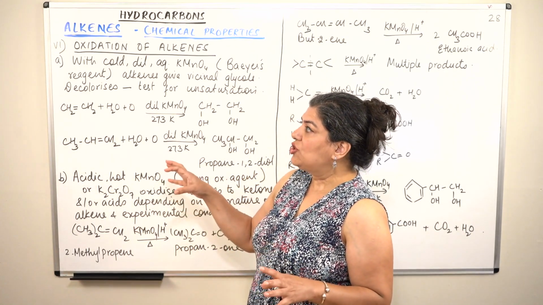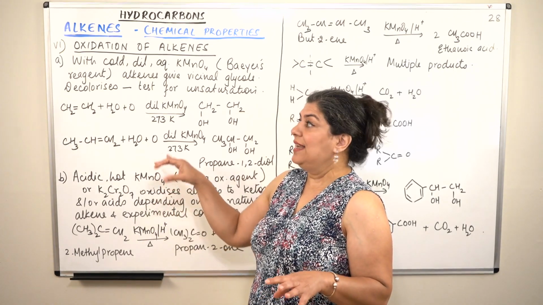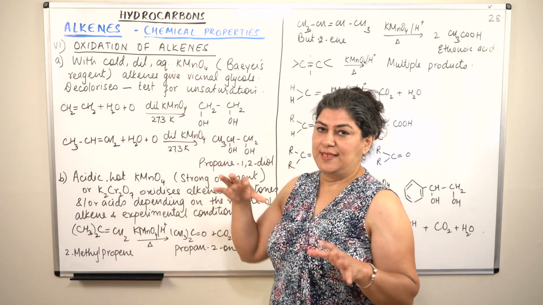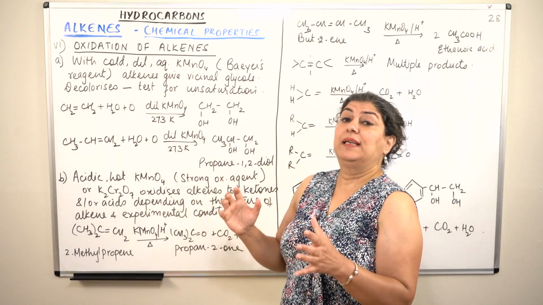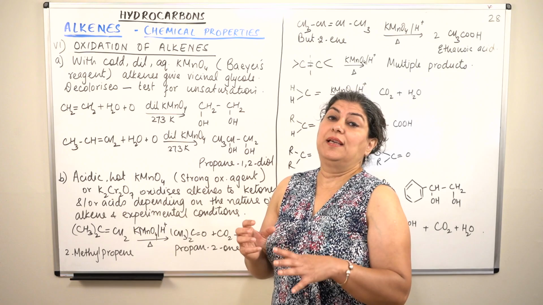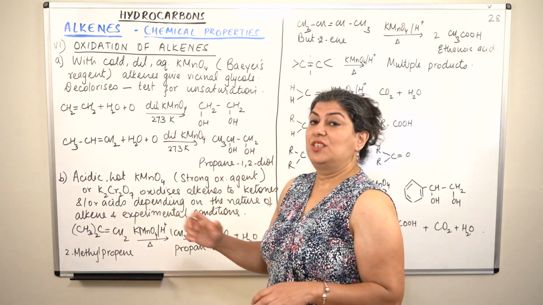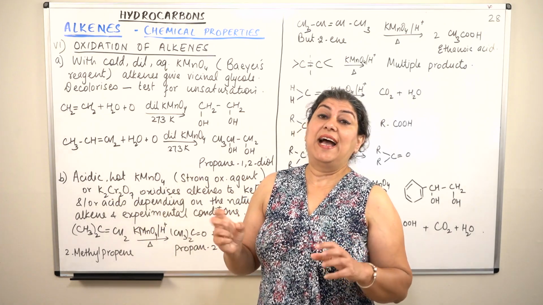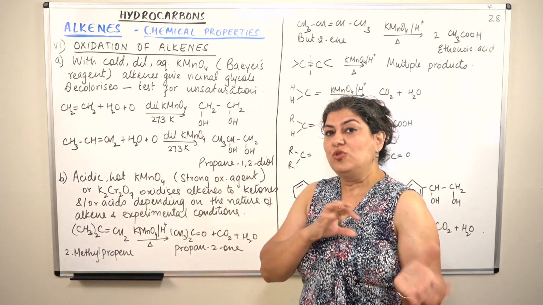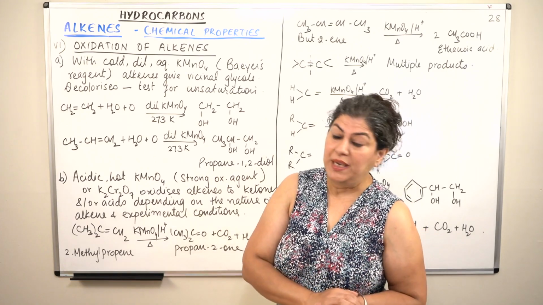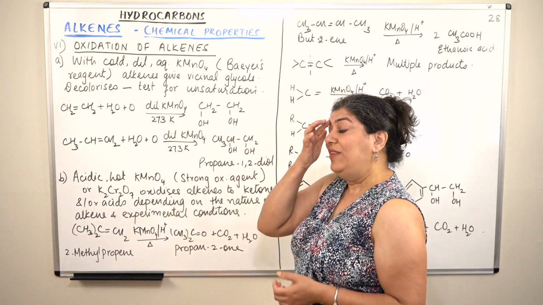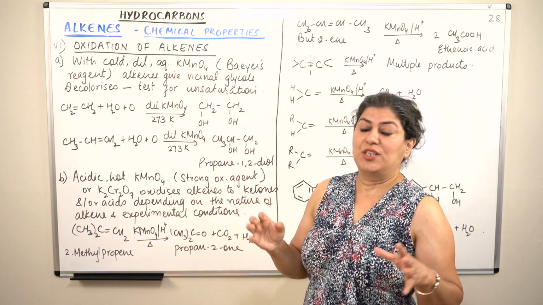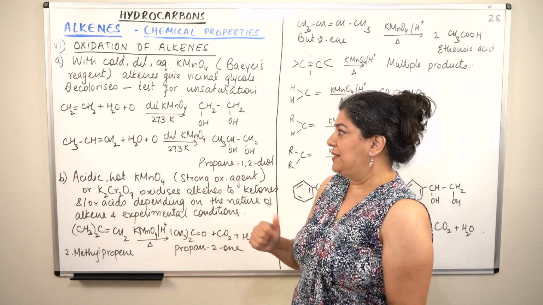And when you carry out the oxidation of alkenes with a strong oxidizing agent, that is, we convert the same oxidizing agent into a stronger one by changing the conditions, making the conditions more drastic, that is, by raising the temperature, by making it concentrated and in an acidic medium. Under those conditions, the products that we obtain would be different. So when we have the milder conditions and the oxidizing agent potassium permanganate is known as Bayer's reagent, what happens?